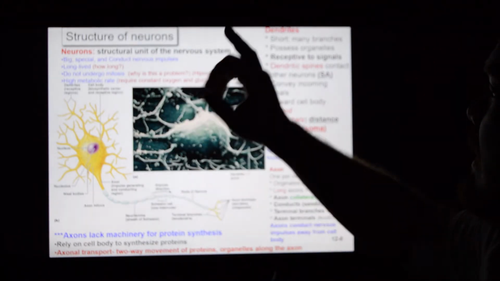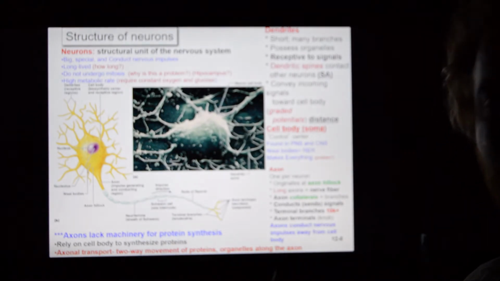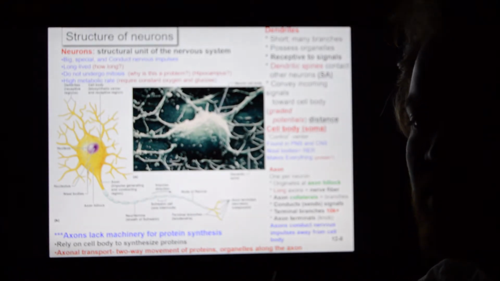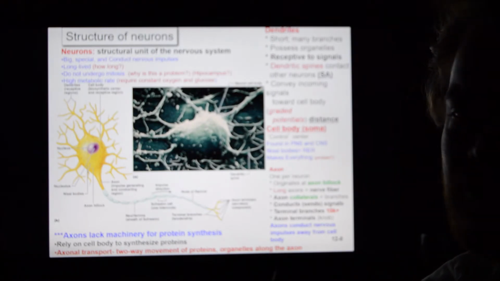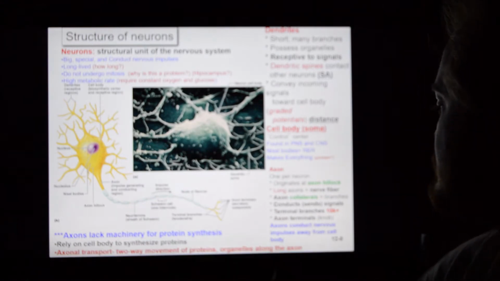And I'll say that nerves have an incredibly high metabolic rate. So the first thing that dies when tissue goes anoxic is the neurons. The neurons have to have lots of oxygen to keep up with their metabolic demands. They are very, very active.